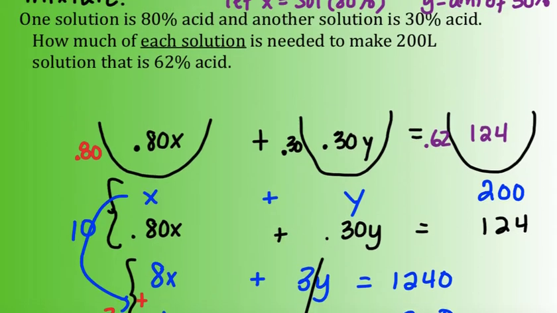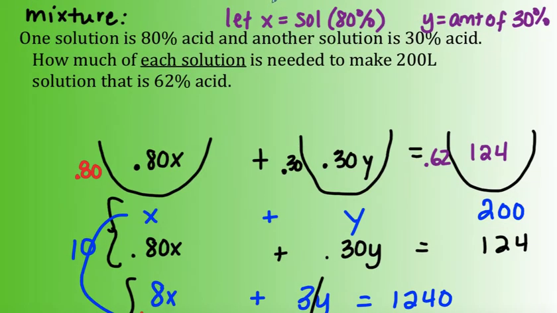All right, so that means that for x, I have 128 liters of the 80% solution, which tells me that I have, let's see, what is that, 72 of the 30% solution, because they have to add to 200. All right, hopefully that's helpful.